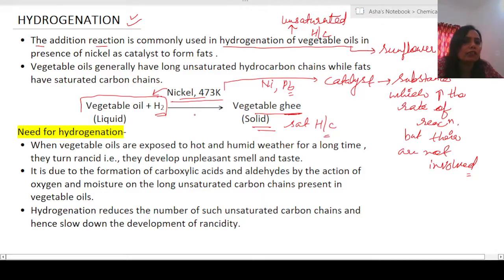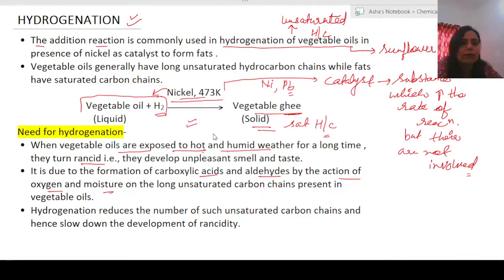So why is there a need for this kind of reaction? Why do we want this reaction to occur? We want it because vegetable oils, when they are left exposed to hot and humid weather, that is, when they are left open for a very long time, turn rancid. Now what is rancid? Rancid means that this vegetable oil will change to carboxylic acid or aldehyde by the action of oxygen and moisture. That is, when the vegetable oils are left open or exposed to hot and humid weather, there is a presence of oxygen.